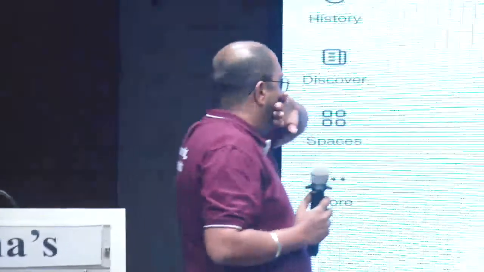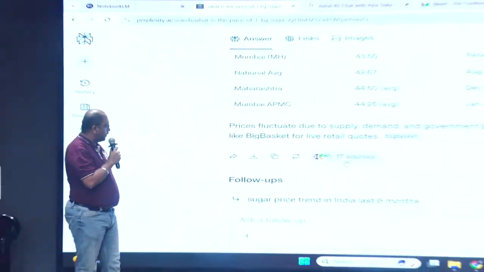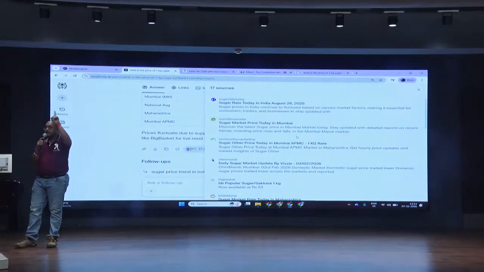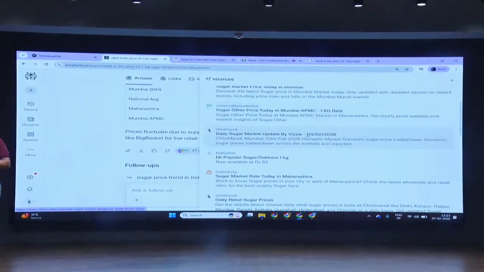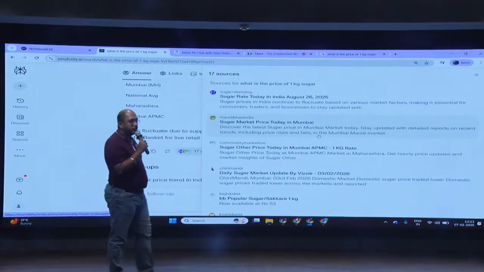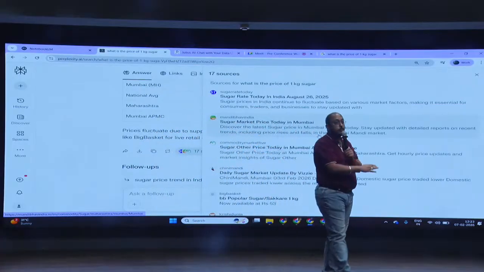Okay, what's 1 kg sugar? Now what is happening? Just go further down. Wait, here I see 17 sources. Just click on these 17 sources. I'll know each and every source and link from where it is giving me the answer. Now, for instance, if there is one link, let's say Chini Mandi, which I don't trust, I have the option of removing that source from my search.